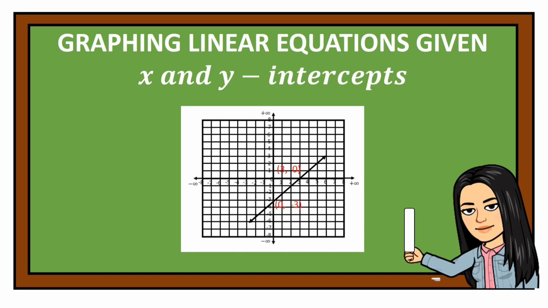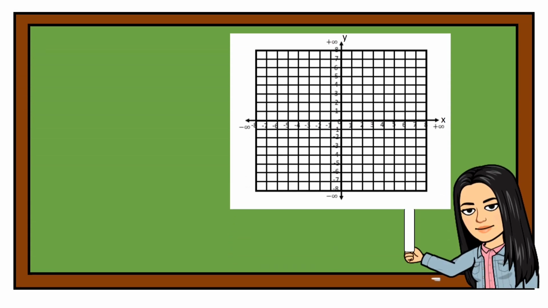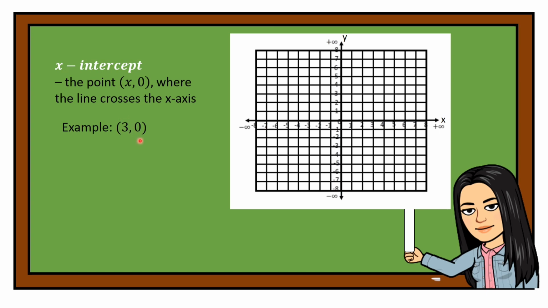Our lesson for today is graphing linear equations given x and y intercepts. The x-intercept is the point (x, 0) where the line crosses the x-axis. Example, (3, 0). Sa ating Cartesian plane, makikita natin ang ordered pair (3, 0) sa ating x-axis.